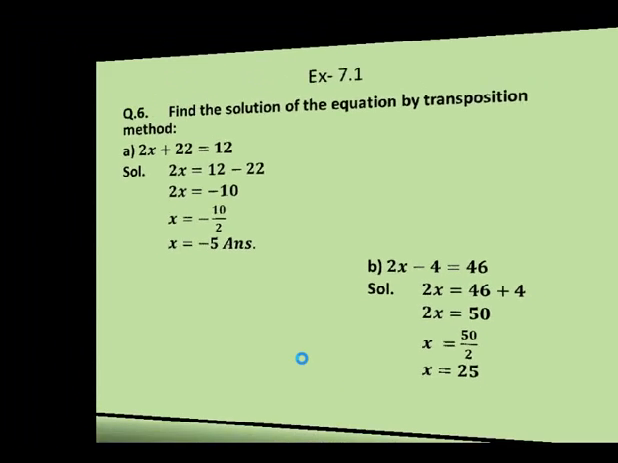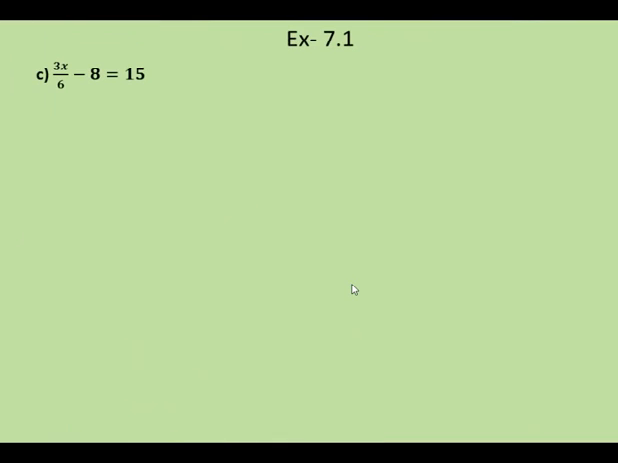Okay. Then we are having 3x upon 6 minus 8 equal to 15. So solution: 3x upon 6 equal to, minus 8 transposed to RHS side, so minus 8 will be changed to plus 8. So 3x upon 6 equal to 15 plus 8. So 3x upon 6 equal to 23.